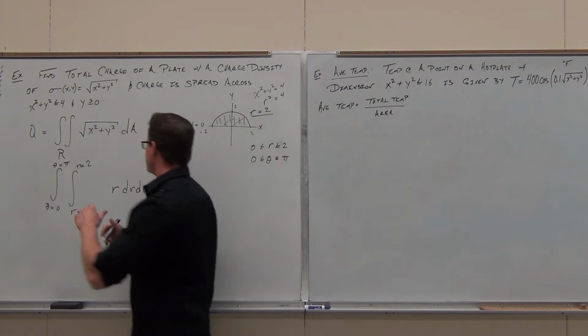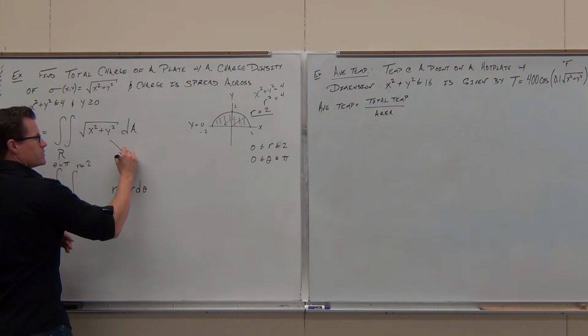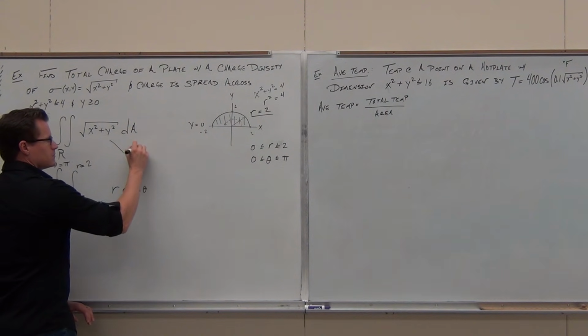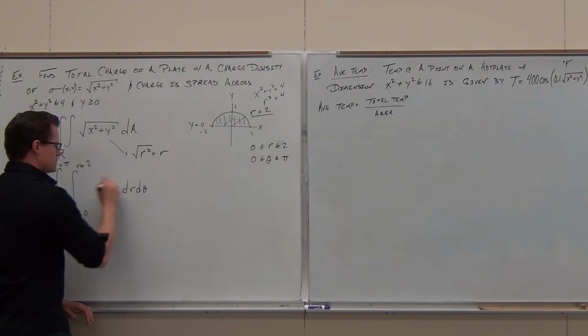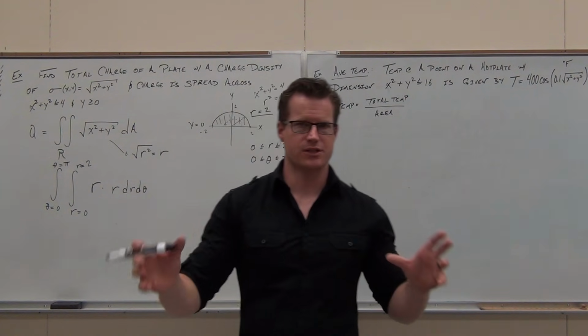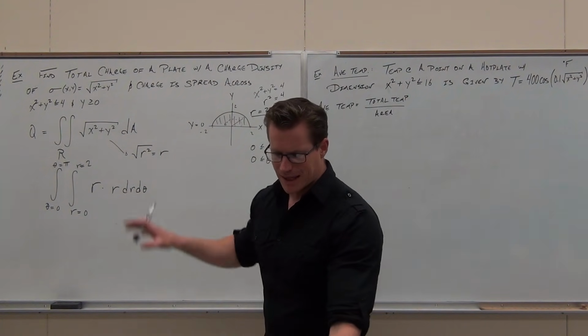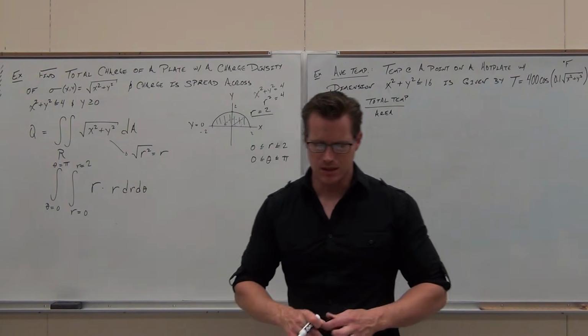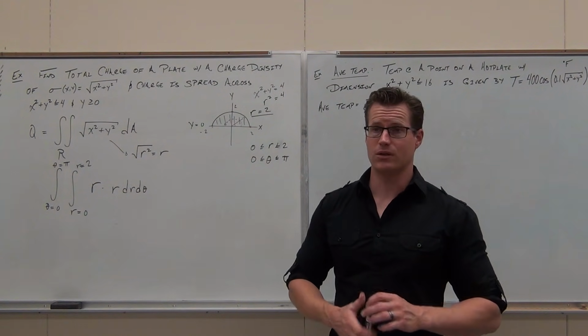So let's try to do that. What's that going to become? r. So we should have r times r dr d theta. We've already done our setup. The setup's the most important part. I'd like you to try to do that on your own here real quick. Not going to give you long. It shouldn't take you long, honestly.